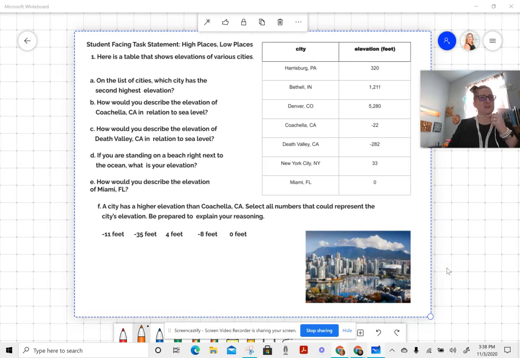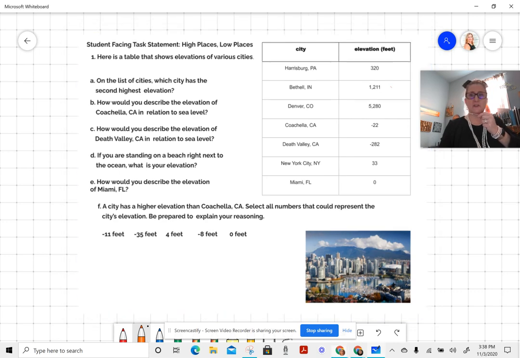So here's a table that shows elevations of various cities. On the list of cities, which city has the second highest elevation? So I'm noticing that there are some negative numbers and some zeros, so I know that's not going to be my highest. And I noticed that there are some four-digit numbers. And so I'm going to look at these two four-digit numbers here and think about which is the second highest.